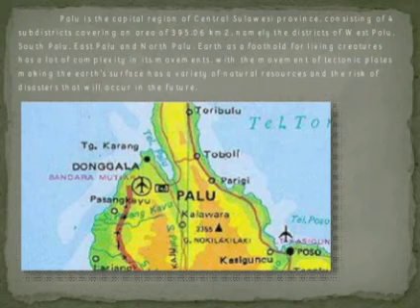Earth, as a foothold for living creatures, has a lot of complexity in its events. With the movement of tectonic plates, the Earth's surface has a variety of natural resources and the risk of disasters that will occur in the future.